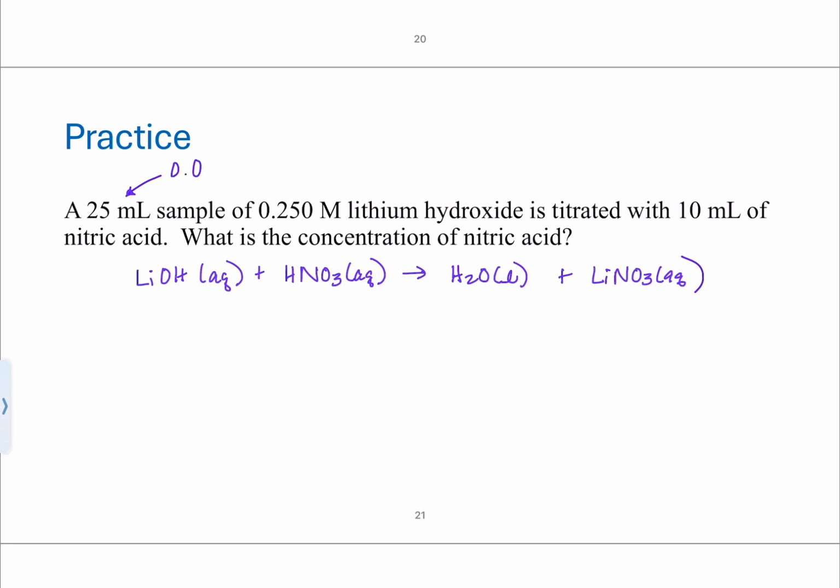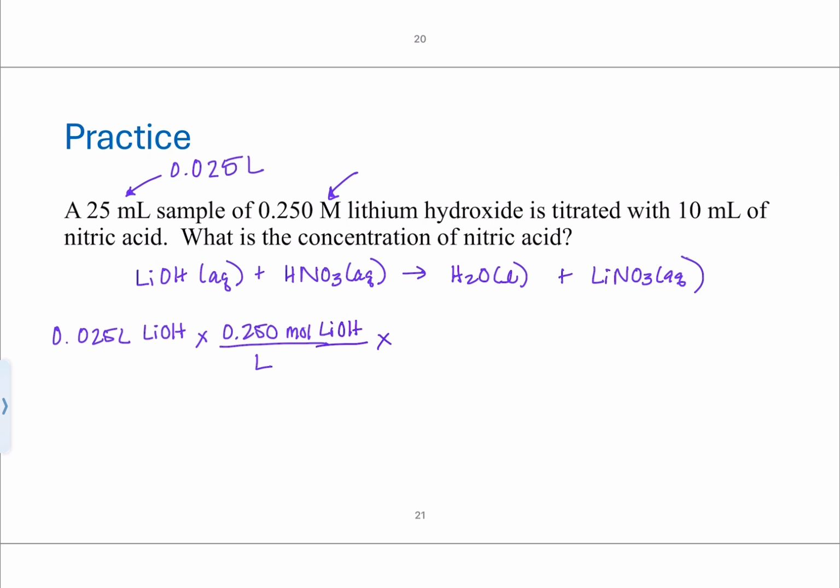You're going to start with the volume of the substance that you're given the most information for, which is lithium hydroxide, because you're given both the volume and the molarity. Our volume is given to us in milliliters. We can't use milliliters. We need to convert it to liters because that is the unit for molarity or concentration. So we take 25 milliliters and convert it into liters, and you should get 0.025 liters. And that's what we're going to start with: liters of lithium hydroxide.